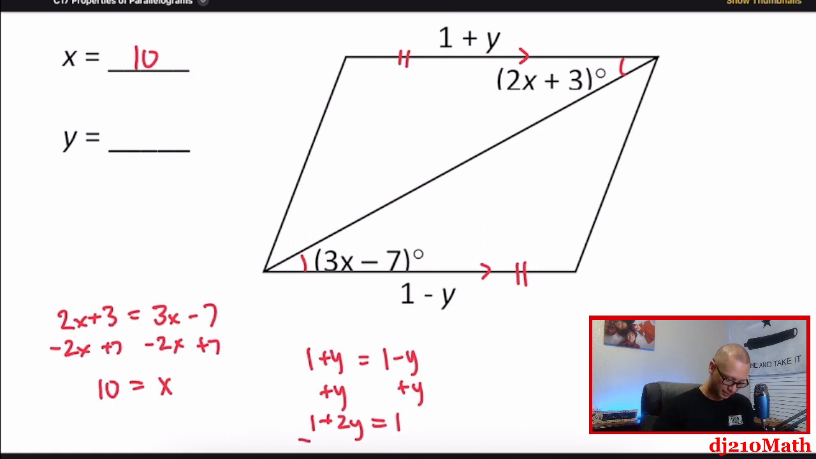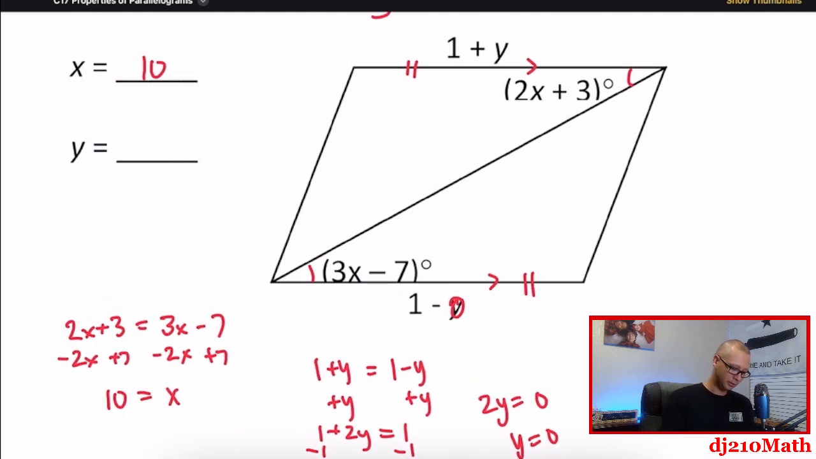I don't like that. 2y is equal to 0. Y is equal to 0. Well, hold on, wait a second. Because I'm thinking that a length can't be 0. We're not figuring length, we're figuring out y. Right? Y could definitely be 0. So if y is 0, this side length is 1. So I'm cool with that. Y is equal to 0.